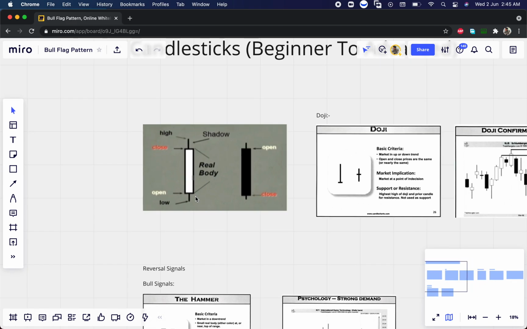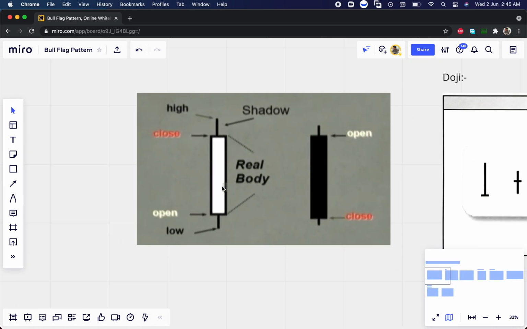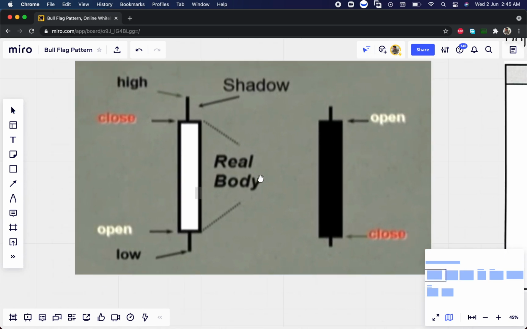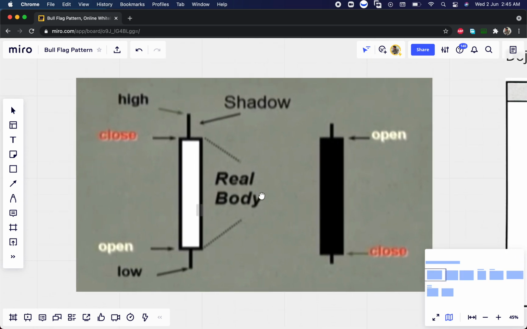Okay, so we all know what the basics of a candlestick are. I'll be quickly covering the basics and then moving on as soon as I can. So here you can see this is a white or green candle, and this big area is called the real body. If it's a green candle, the open is the lower one and the close is the higher one, and the upper wick and the lower wick are called shadows or wicks. This is called the high wick and this is called the lower wick.